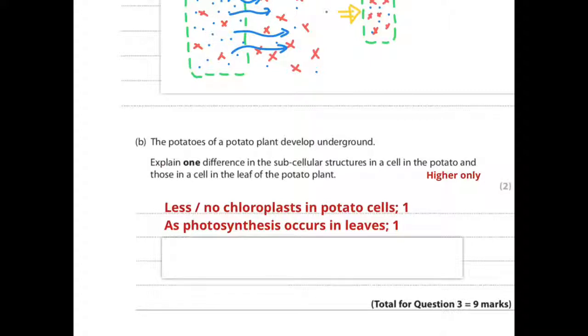So explaining, so say the difference and then give a reason for the difference. That's what explain means. So remember the 2 marks: state it and then give a reason.